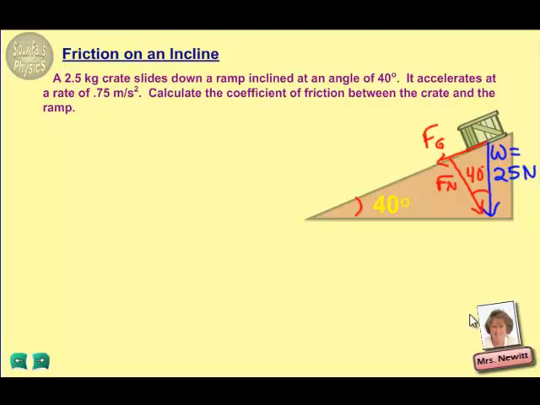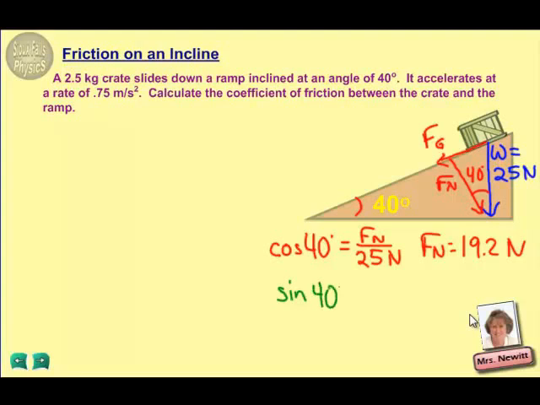So first thing, the normal force is adjacent to that 40-degree angle. So for an adjacent side, we would use the cosine of 40 degrees. And so the normal force would be the adjacent side divided by the hypotenuse. And the hypotenuse for our triangle is that blue side, the weight of 25 newtons. And that means that we find that our normal force in this case is 19.2 newtons.